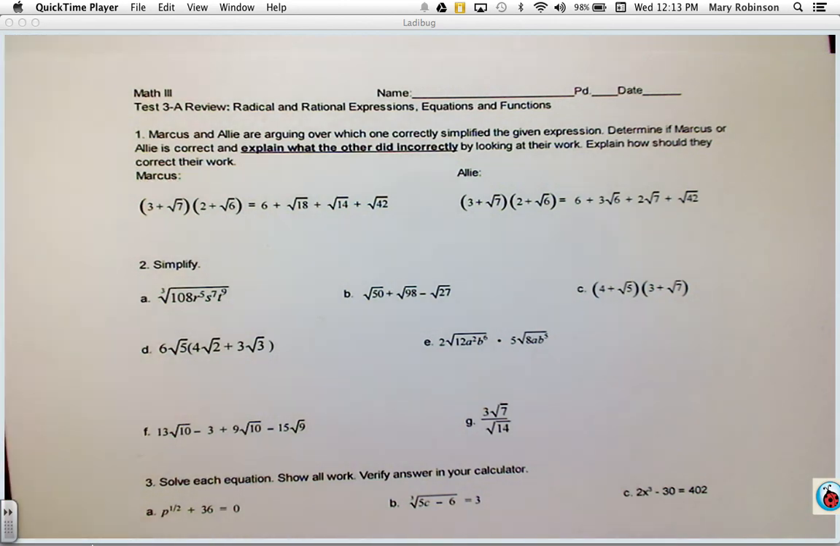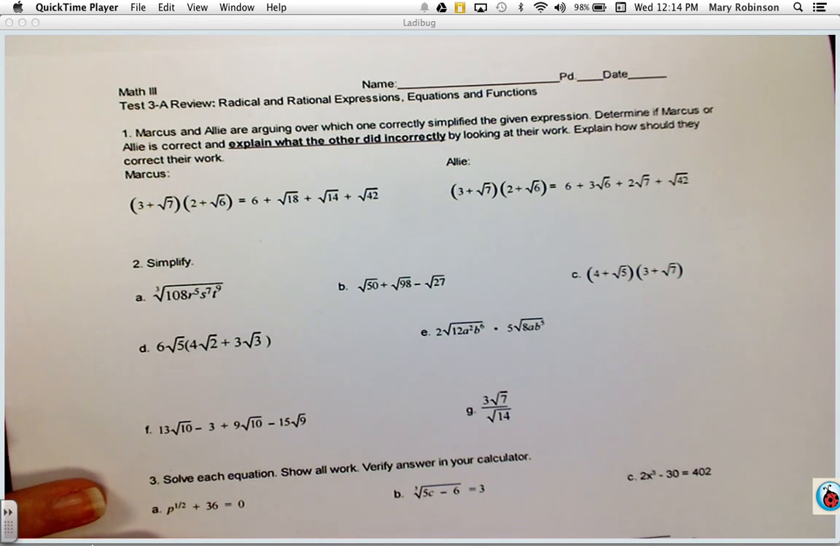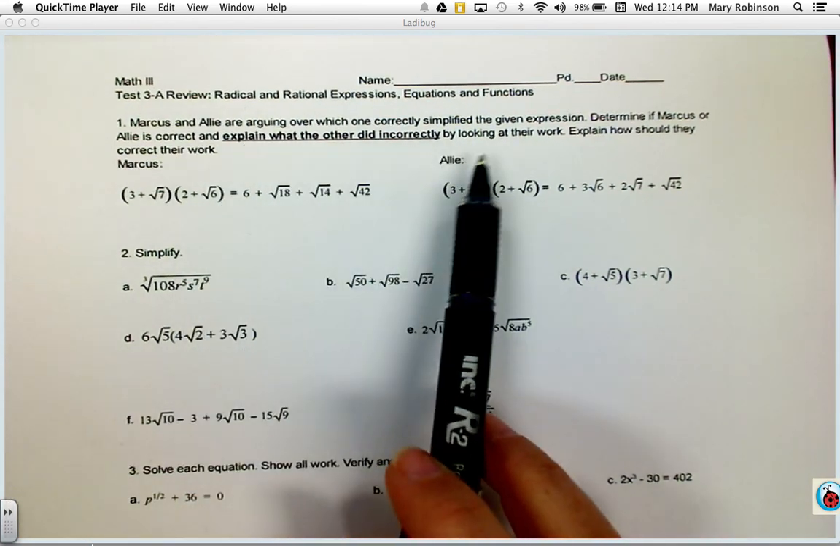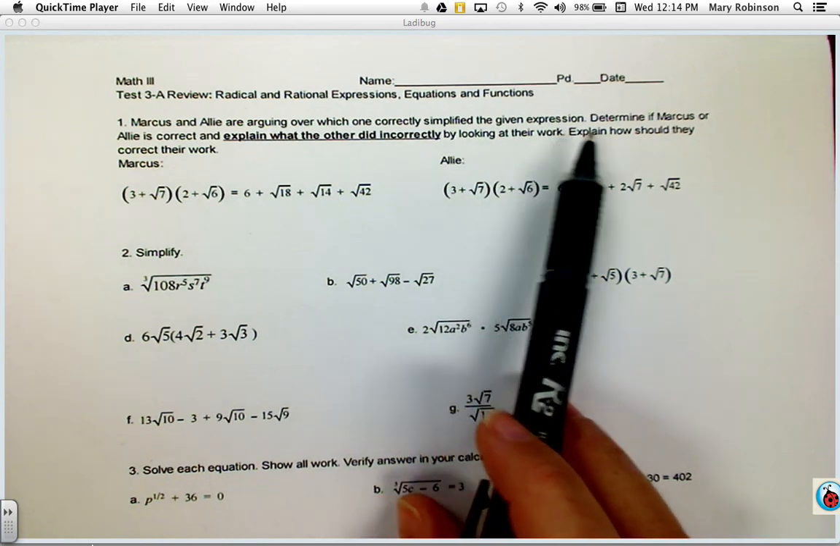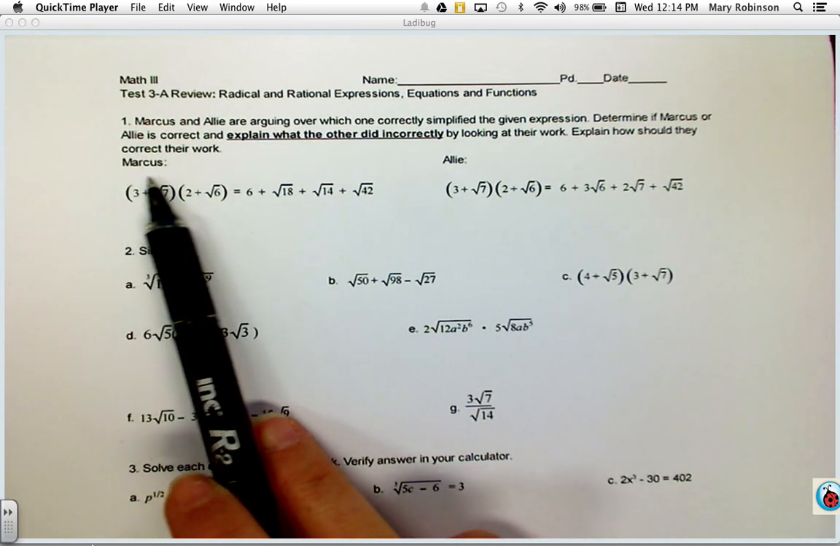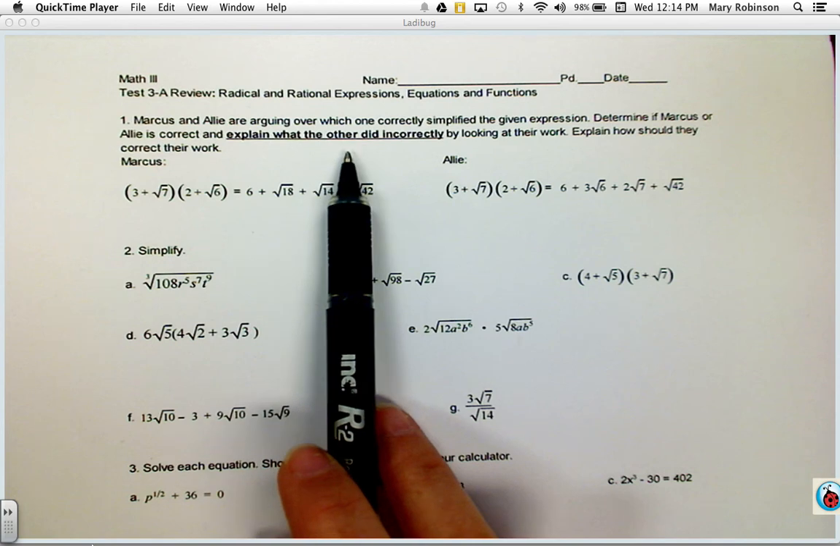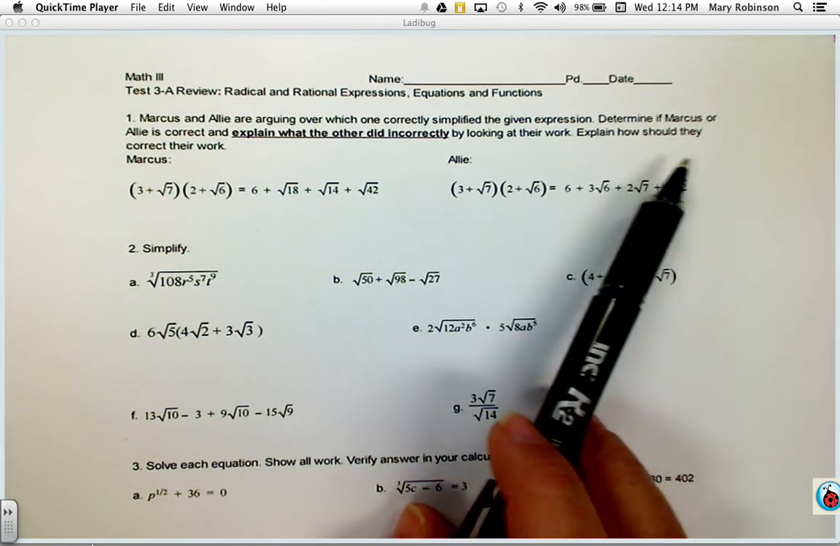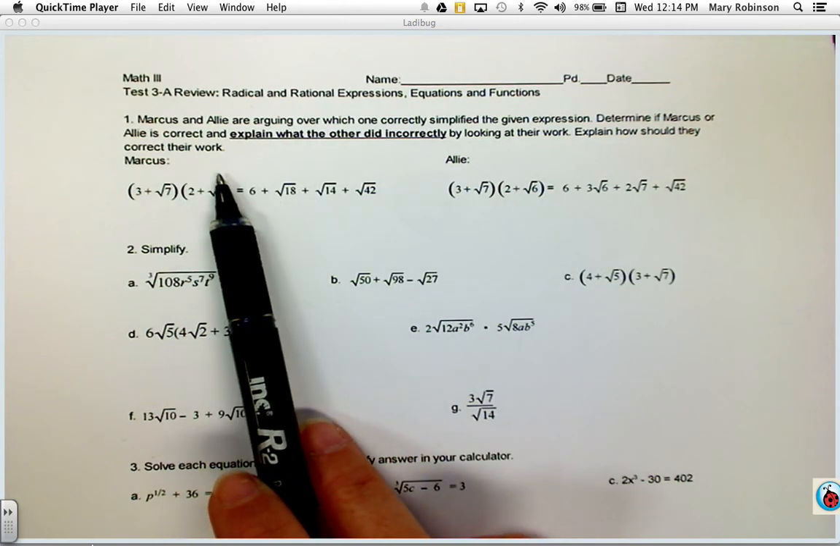Hi, this video is to go over questions 1 and 2 on Standards Test 3 review. Taking a look at the first question, it says Marcus and Allie are arguing over which one correctly simplified the given expression. Determine if Marcus or Allie is correct and explain what the other did incorrectly by looking at their work. Explain how they should have corrected their work.